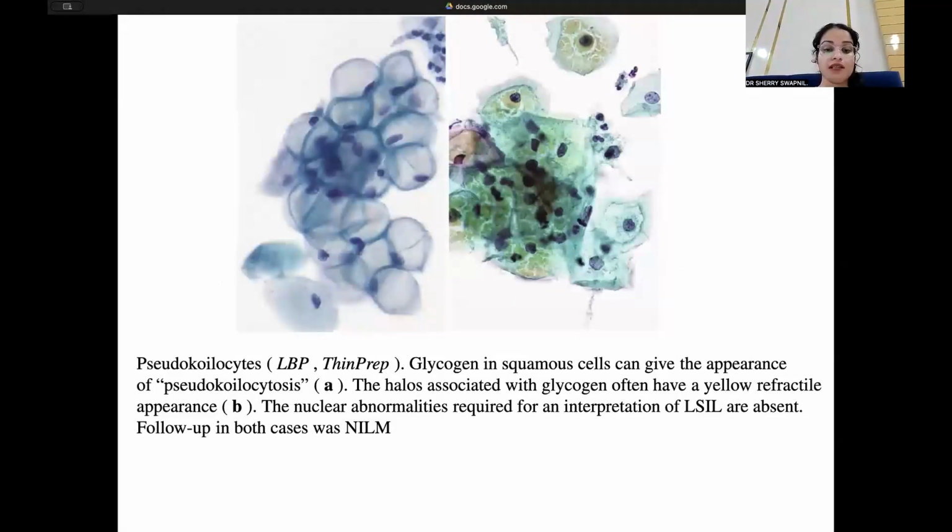So this is the yellowish material that you can see. It can be seen on the light microscope as well. It is yellowish, brownish, refractile material, which is because of the deposition of glycogen, and it should not be confused with the true koilocytic change. Next slide, please.